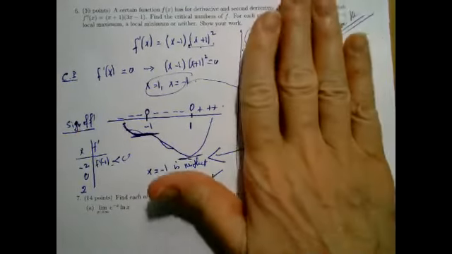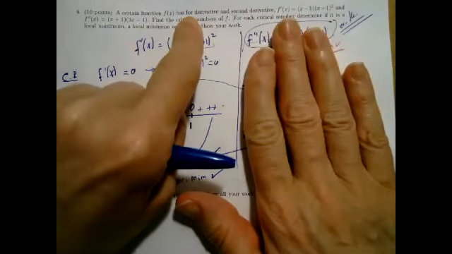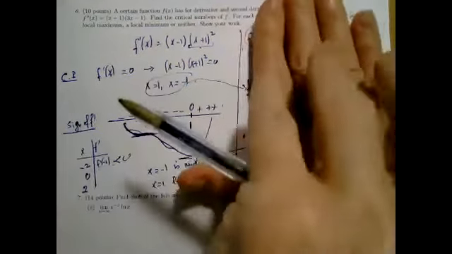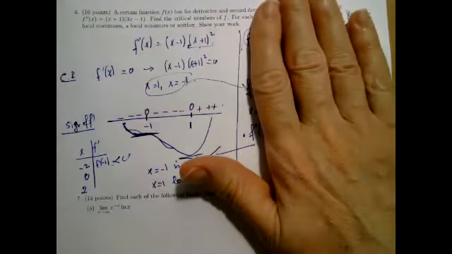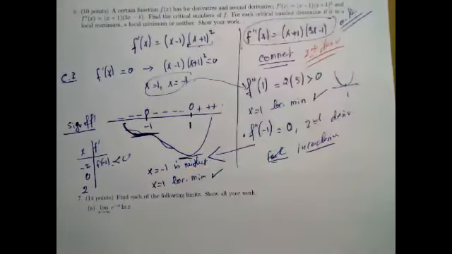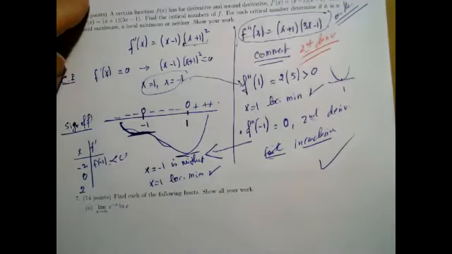But basically, in this problem, my main point is that the critical numbers are where f prime is 0. These are the critical numbers, not f double prime. F double prime equal to 0 gives me the inflection. Then we study the sign of f prime and we proceed. So please go over this problem. A lot of you messed it up.